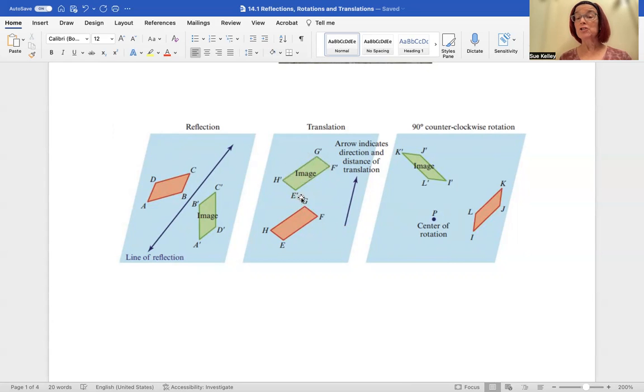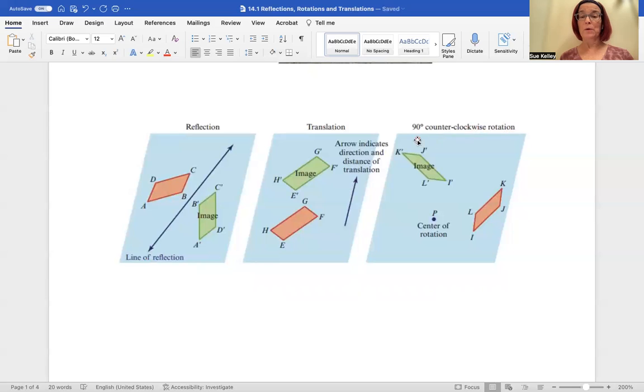Notice that we're not changing the shape at all. These are what we call rigid transformations, and we talked about that in a previous chapter. So we're not changing the shape, we're just moving it in a direction and a distance for translation.